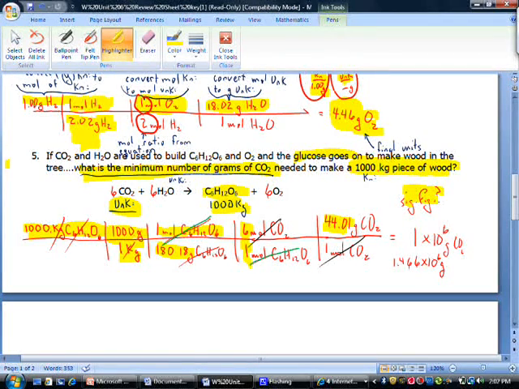How many sig figs here? Well, it depends on whether you consider 1,000 to have 1 sig fig or whether it intended to have a decimal point at the end. But the answer is either 1 million grams of CO2 or 1.466 times 10 to the 6 grams of CO2.